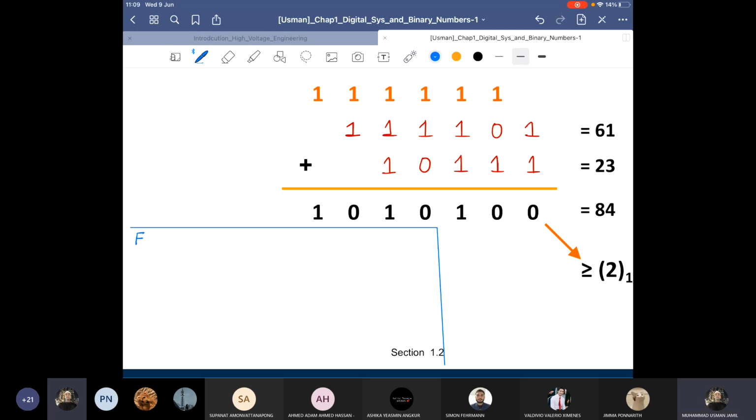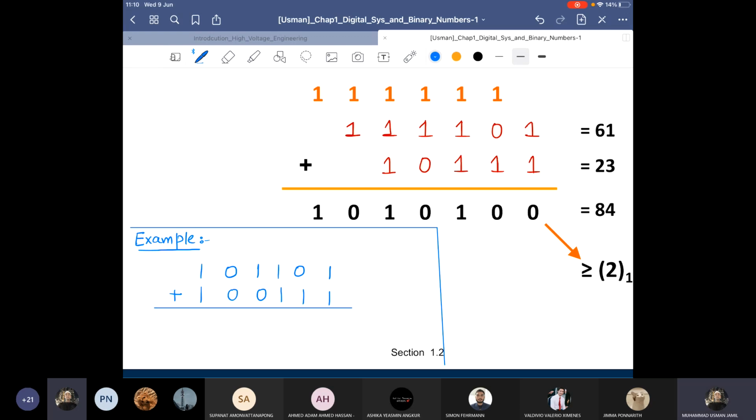Okay, now one new example here. The number is now 1, 0, 1, 1, 0, 1, and again here 1, 1, 1, 0, 0, and 1. And you have to do the binary addition here.